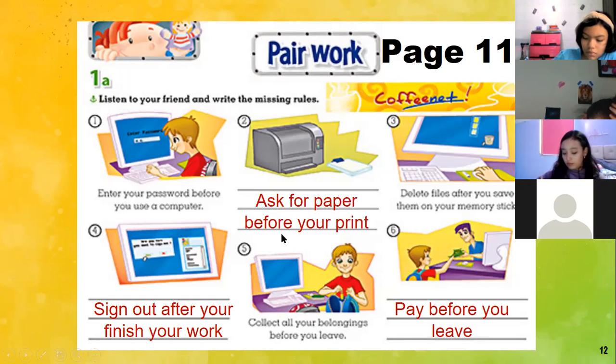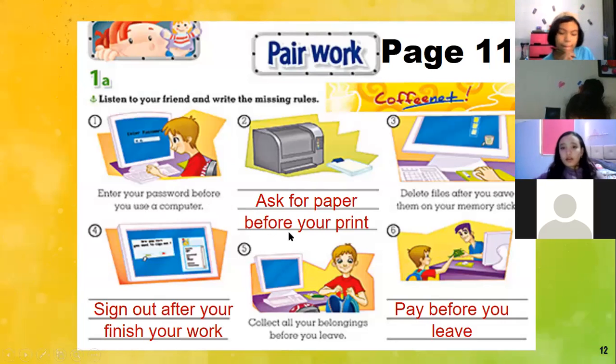Okay, that means this boy goes to this place, and these are the steps that they follow in the coffee net. Okay, first, he enters the password and then he uses a computer. Then he asks for paper and then he prints the information. Then he deletes files after he saves them and puts them on a memory stick. The step number 4, he signs out after he finishes his work. Then he collects all his belongings and he leaves the place. Then he pays before he leaves, okay?